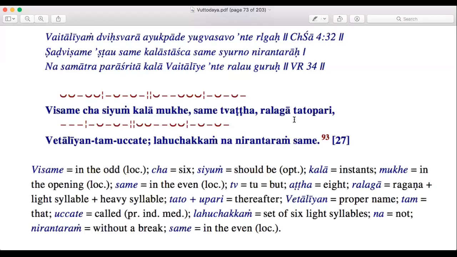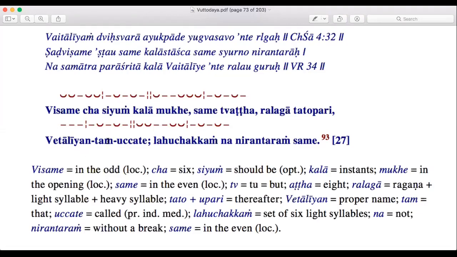Then Ralaga tato upari. Tato upari is translated as thereafter. Upari actually means on that, after that. Thereafter, Ralaga, Ra group, lahu and garu are there. One Ra group, Ragana, and then one lahu syllable and one garu syllable are there. So when you go to the first line, there should be 6 moras and then Ra group, lahu, garu. In the second line, there should be 8 moras, then Ra group, lahu, garu. Third line, again 6 moras, then Ra group, lahu, garu. Fourth line, 8 moras, Ra group, lahu, garu. So that is the rule.